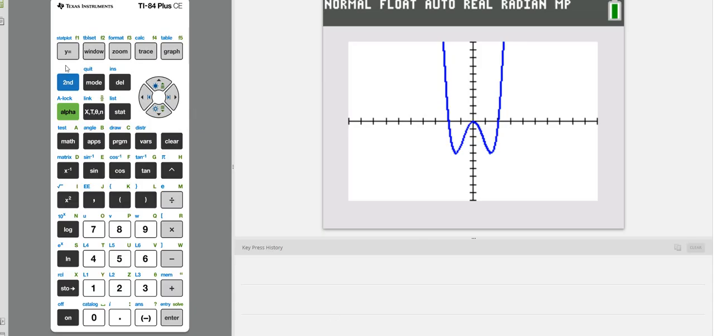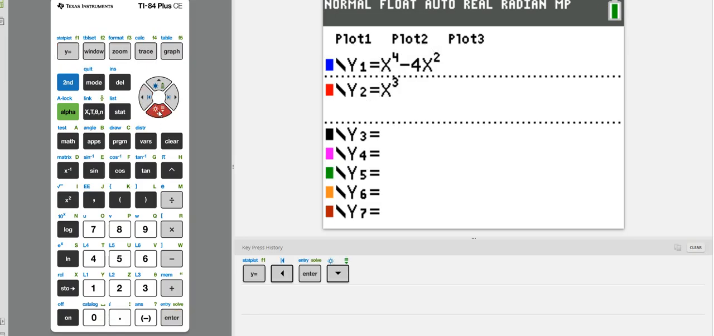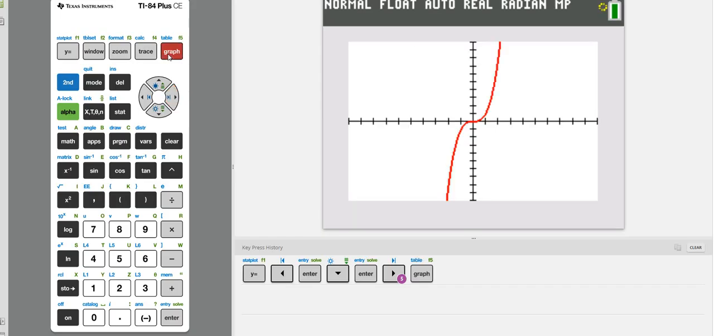For that, I'm going to go back to my equation editor and shut off the first graph, and then cursor below and turn on the second graph, and I'll get the graph of the cubic. Hopefully this is something that you're getting increasingly familiar with. There's the cubic.